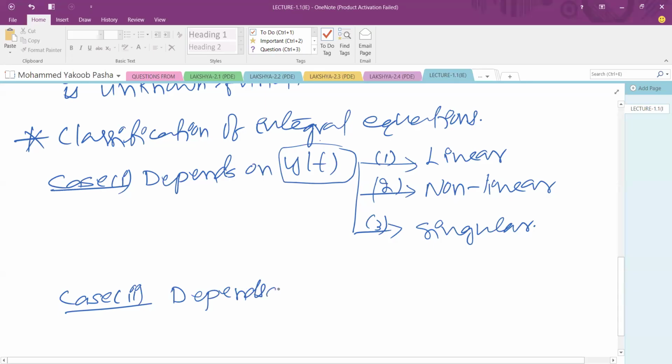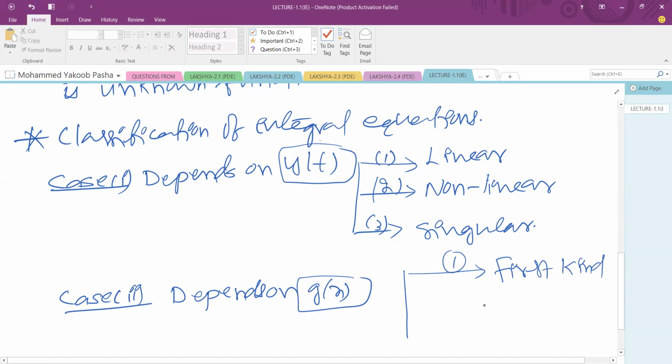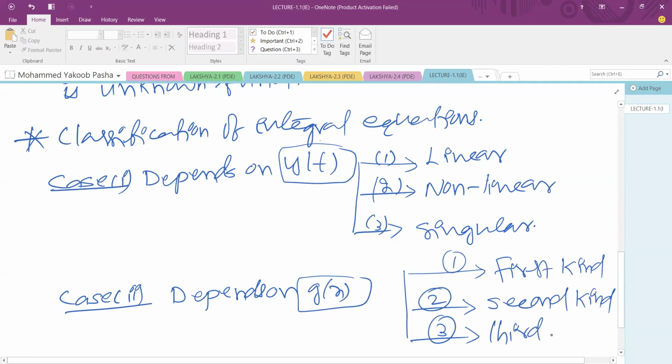Depends on g of x. We can classify integral equations into again three types. First one is first kind integral equation. Second one is second kind integral equation. And third one is third kind integral equation. Okay, we can see the definitions later.